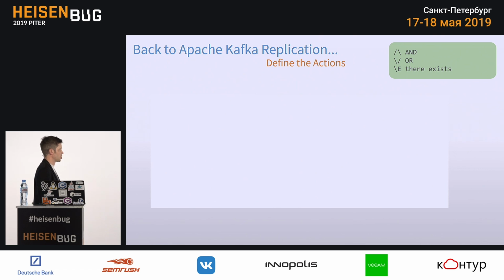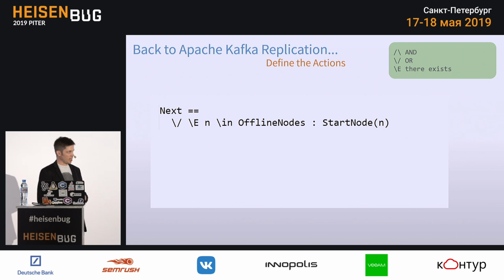So now we define our actions. So we have our next state formula, okay? So here we've got our slashes, which can mean and or. I'm not going to go into too much detail about this and there exists, because we only have so much time. But I think you should be able to get the gist of it just from these slides. So offline nodes is another formula. Okay, it's a definition which will represent all the offline nodes, which we'll see in a minute. And it basically says that we could start a node.